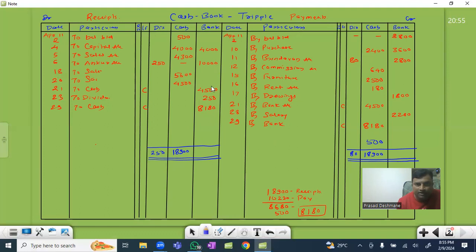Similarly, I'll do it for the bank: 4 plus 10, 14,000 plus 4,500 plus 250 plus 8,180 is 26,930, because the bank's debit side is also heavier. So I put that on the other side, then minus 3,800, minus 3,600, minus 2,800, minus 1,800, and minus 2,200. 12,730. What is this? This is the last carried down balance, the residual balance. The last date of the April month is 30th and the first of May, to balance brought down, 500 and 12,730.